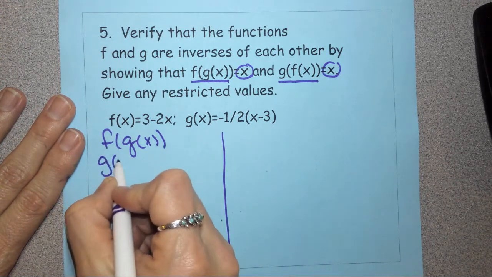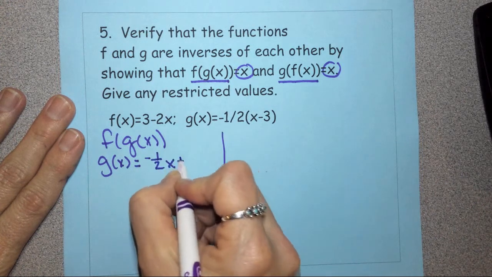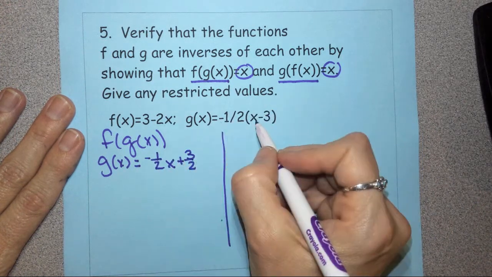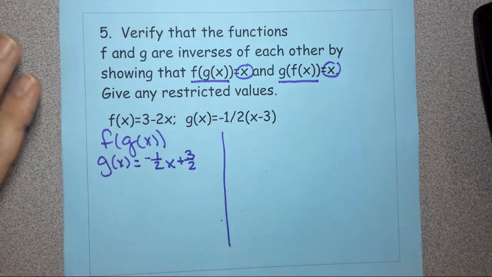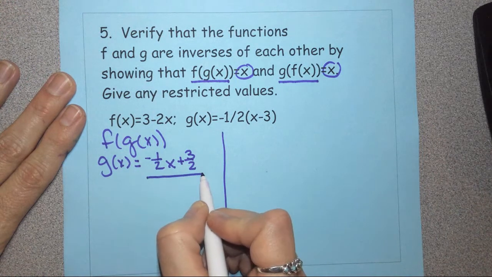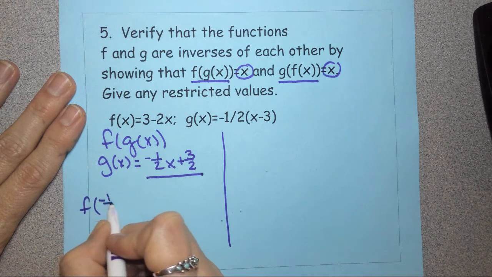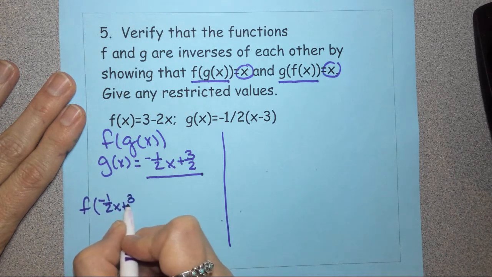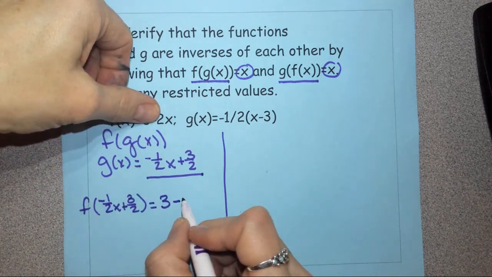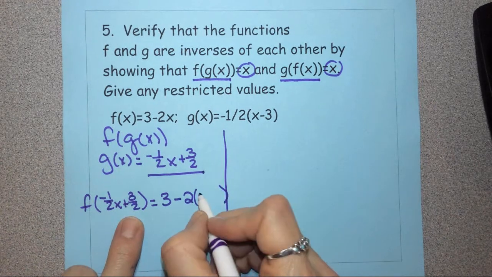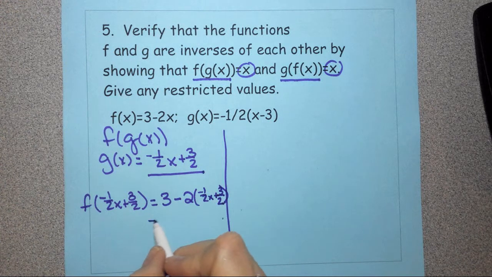So g of x equals, and just like yesterday, I'm going to go ahead and distribute negative 1/2 times (x plus 3/2... ) negative 1/2 times x, negative 1/2 x. Negative 1/2 times negative 3 is positive 3 over 2. Now I'm going to take this equation and plug it into my f. So f of negative 1/2 x plus 3/2 is 3 minus 2 times parentheses. And now I'm going to plug this in.